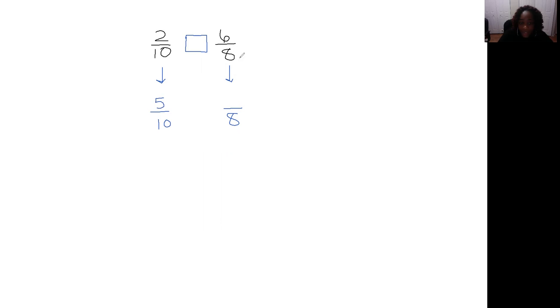Same thing here. I bring the 8 down and take half of the denominator. Okay, it has nothing to do with the numerators. I take half of this denominator, which is 4. Now I compare these two. Okay, so 2/10, now they have the same denominator. This is going to make it easy for me. 2/10 is less than 5/10, right?